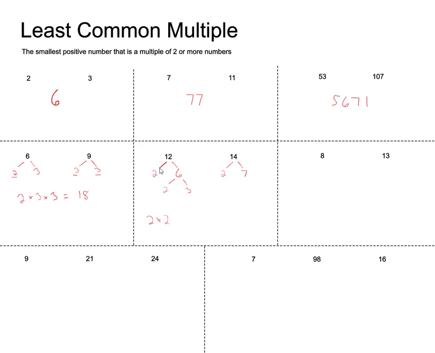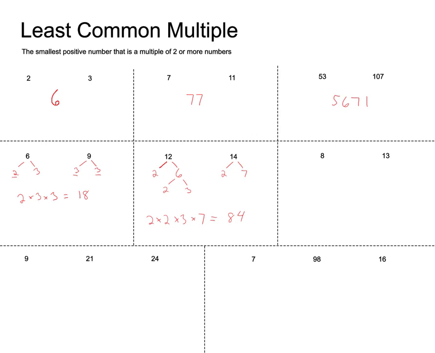3 appears one time in the prime factorization of 12, and none in the prime factorization of 14, so we're going to pull down 3 one time. Same goes for 7. It appears once in the prime factorization of 14, so we're going to pull it down one time. 2 times 2 times 3 times 7 is equal to 84, and 84 is going to be the least common multiple of 12 and 14.